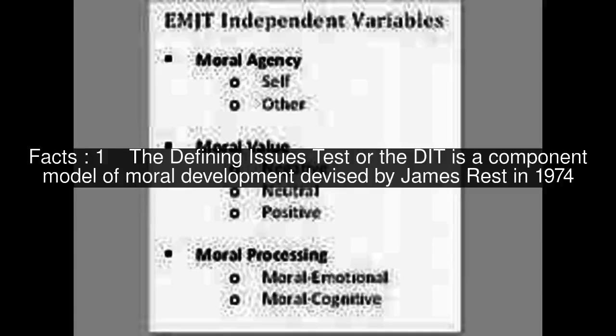The Defining Issues Test, or the DIT, is a component model of moral development devised by James Rest in 1974. The University of Minnesota formally established the Center for the Study of Ethical Development as a vehicle for research around this test in 1982. The DIT uses a Likert type scale to give quantitative ratings and rankings to issues surrounding 5 different moral dilemmas, or stories.